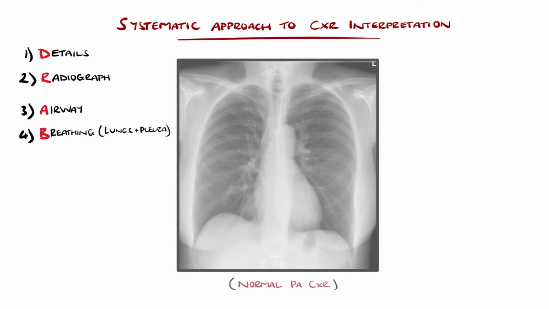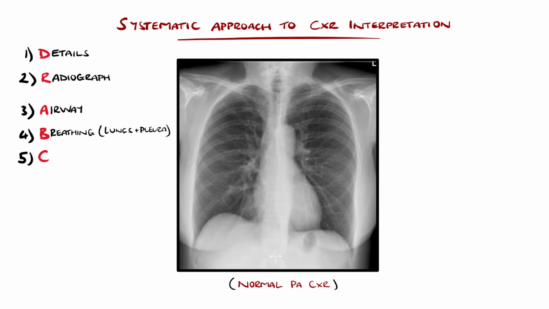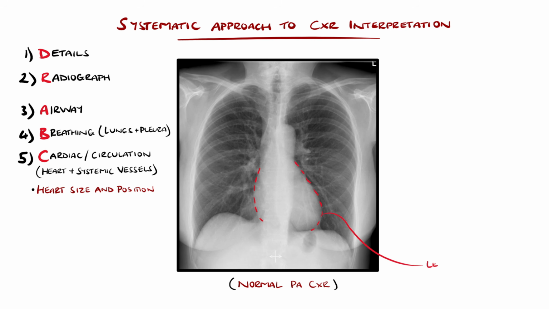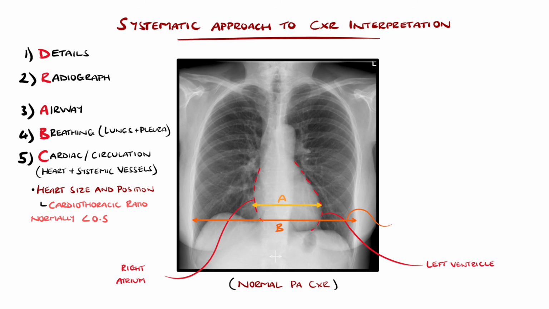Moving on to C, which stands for cardiac or circulation, which involves the heart and systemic vessels. The heart is typically central, with approximately 1/3 to the right and 2/3 to the left of midline. The right border of the heart corresponds to the right atrium, while the left border is the left ventricle. The heart should make up less than 50% of the total thoracic width. This is the cardiothoracic ratio. Above this may suggest enlargement, termed cardiomegaly, seen in conditions such as heart failure, valvular disease, or even pericardial effusion.